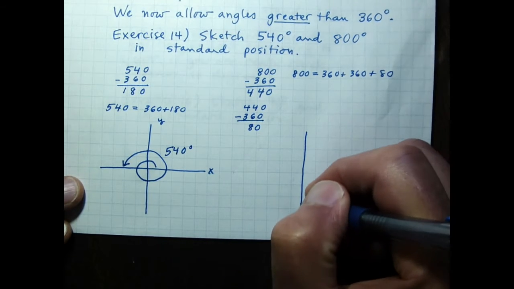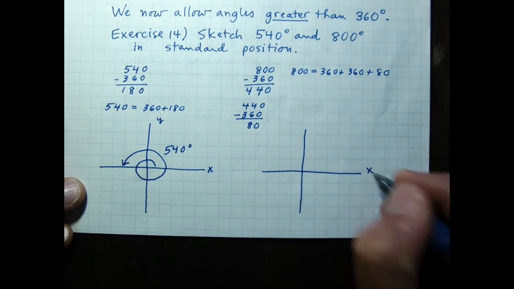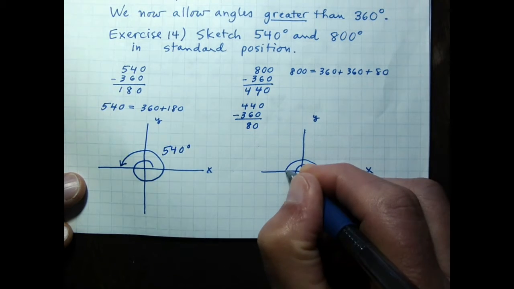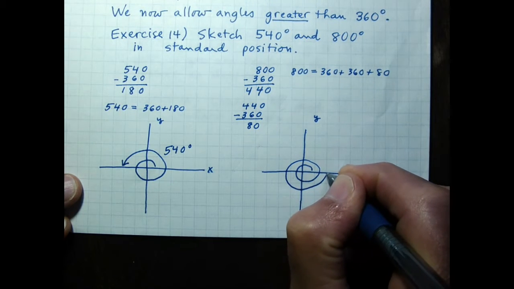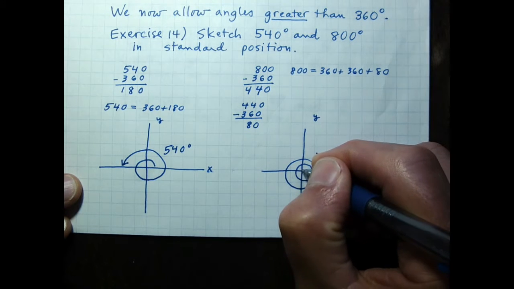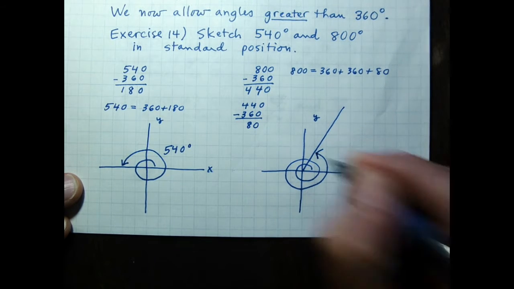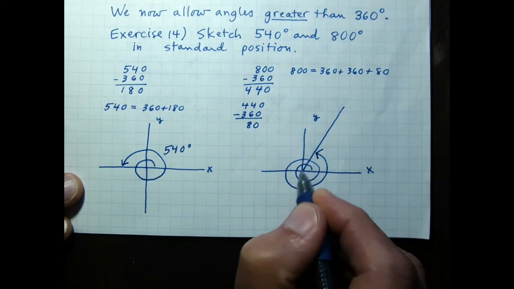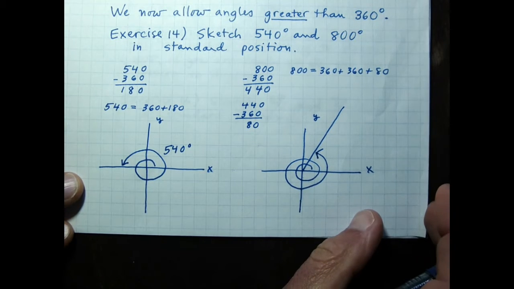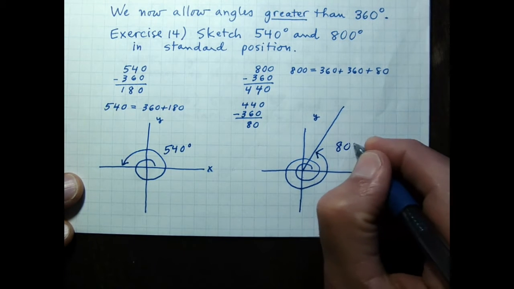So, okay, now I know how to draw that in standard position. Here's my x-axis, my y. I'm going to do two full rotations and then 80 degrees more. Now, you don't have to get the 80 degrees exactly. I just know that's going to be somewhere in the first quadrant, just short of 90 degrees. So I've gone two full circles and almost a quarter, almost through the first quadrant, and here's 800 degrees.